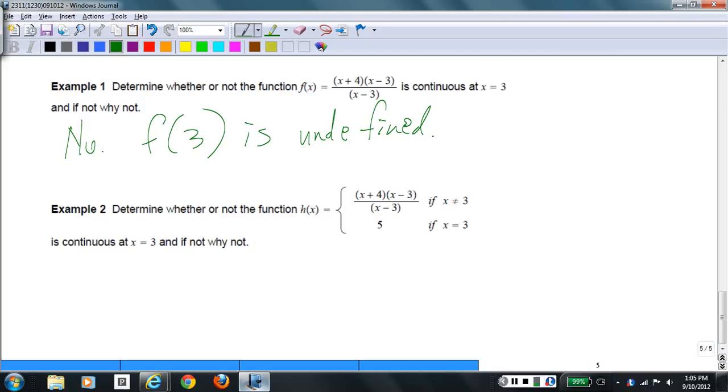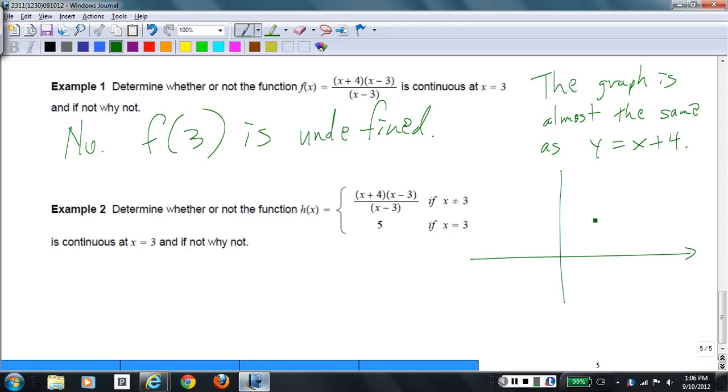Now, if you're sketching the graph of this, the graph is almost the same as y equals x plus 4. Because when you simplify it, you scratch out the x minus 3's, and that's basically what's left, y equals x plus 4. The only difference between the graph of this function and the graph of y equals x plus 4 is the hole in the graph. y equals x plus 4 doesn't have any holes in it, but this one has a hole with an x-coordinate of 3.